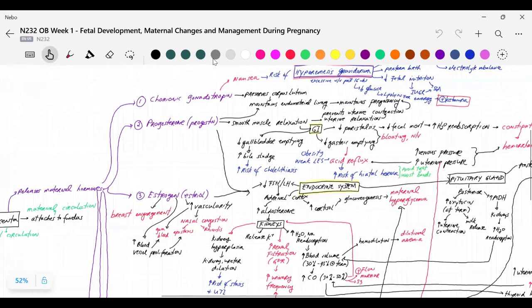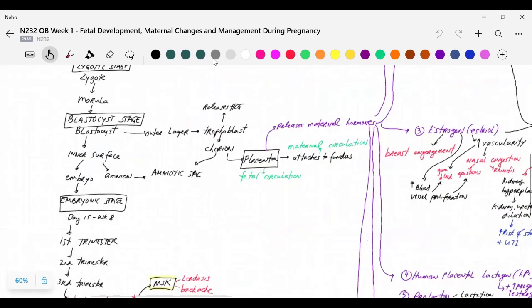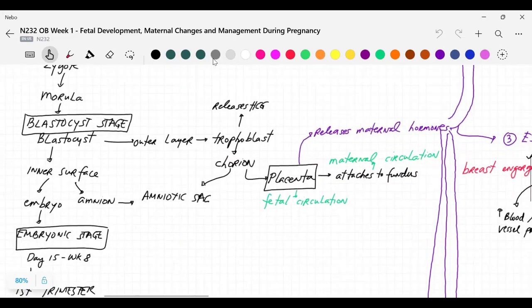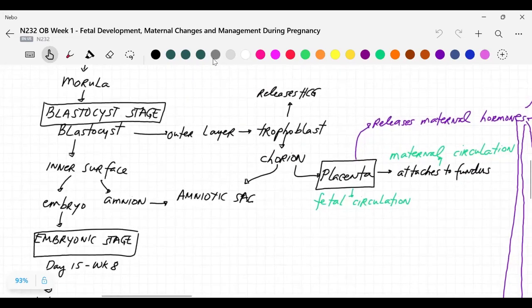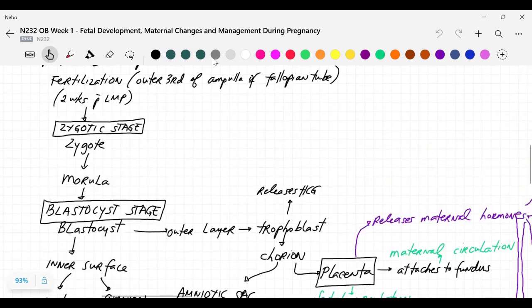So what I'm talking about here, I'll start here with the blastocyst stage. What I'll be talking about is what hormones the placenta secretes, comes out of it, that changes what happens to a woman when they're pregnant. Okay, so it starts with the fetal development.